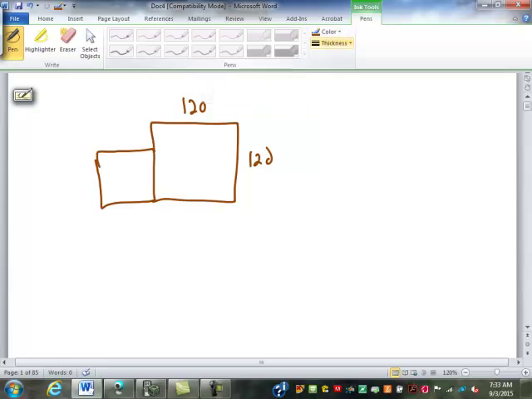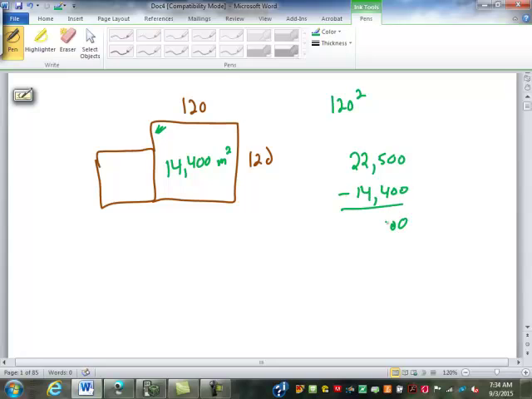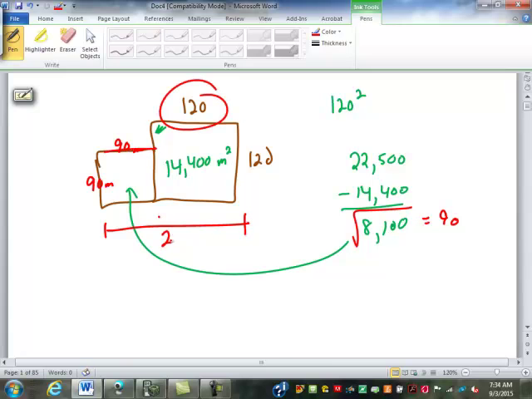First thing I'm going to do is find the area of this parcel here, the 120 by 120. It's 120 squared, which will be 14,400 square meters. And I'm going to subtract that from the 22,500, which leaves me with 8,100 square meters. So this area has to be 8,100 square meters. You've got to square root that. That'll give you 90, so that is 90 by 90 meters. So this whole thing has to be 120 plus 90, or 210.